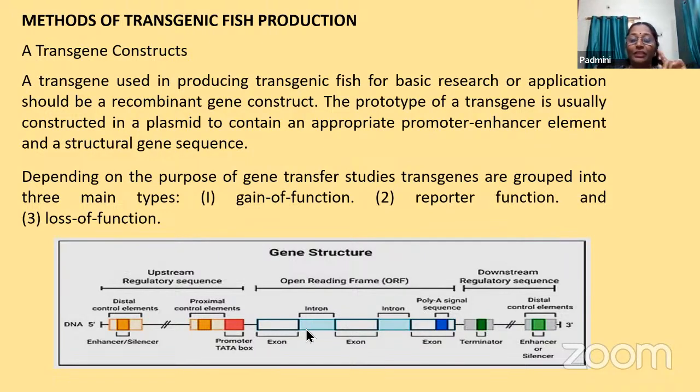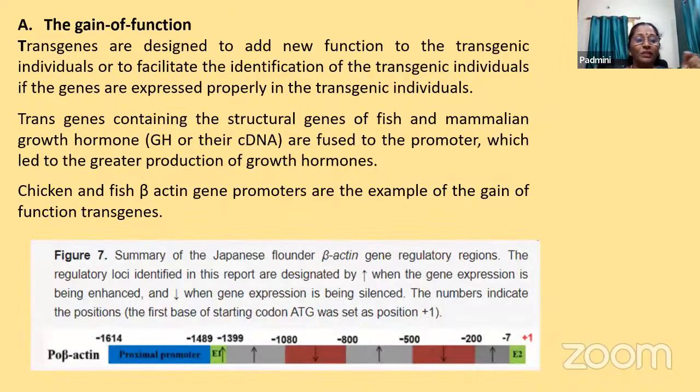Introns are the ones which do not help in expressing the genes. So they are very secretive and highly coiled over there. And this is a downstream regulatory region, where it is going to terminate the expression of that particular protein of interest. So what is gain of function?